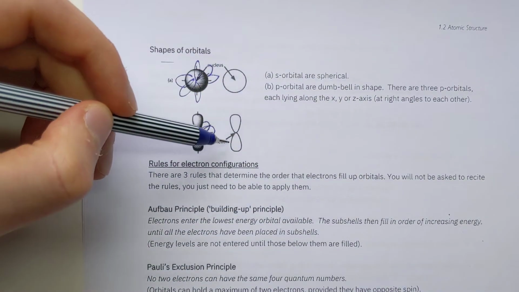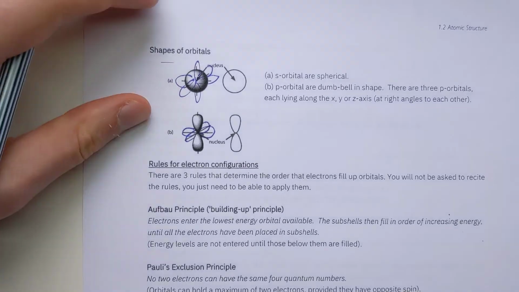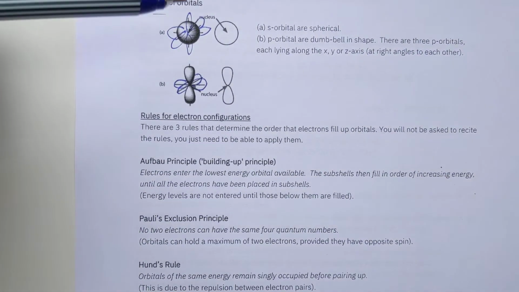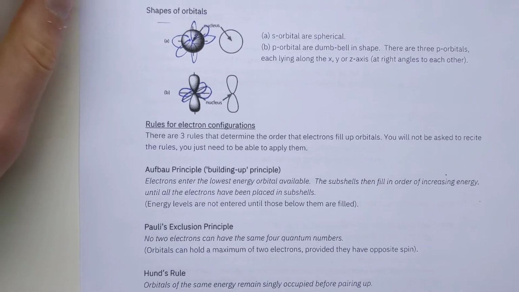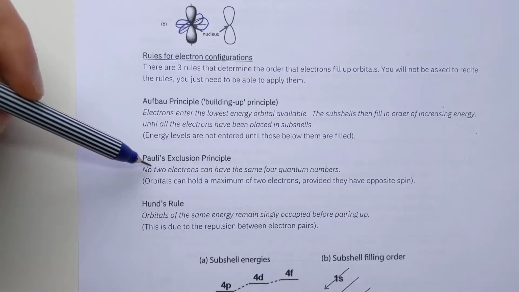S are sphere shapes and P are dumbbell or figure of 8 shapes. So now we get on to looking at how we actually put electrons into our orbitals. There are very fancy scientific rules that explain why or how you fill up electrons. I'm not actually going to worry about them too much now.